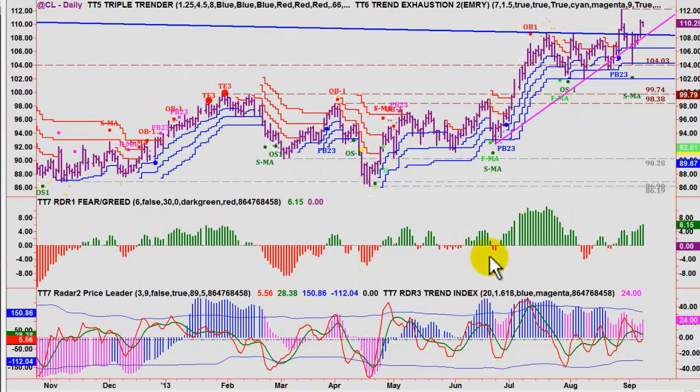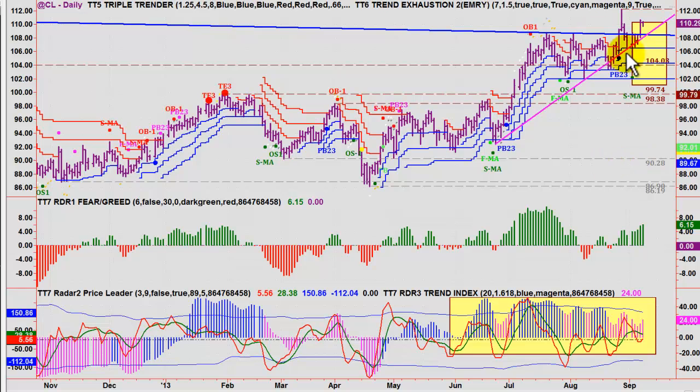Looking at a daily graph of the oil markets, we see that crude oil is currently in an uptrend. Radar 3 trend strength is bullish, albeit currently it's weak bullish here with the pink histogram bars pointing up. Triple trender up here is bullish, so we have to assume that the path of least resistance at this point is up. There is still more buying than selling, as indicated by the Radar 1 Fear Greed.